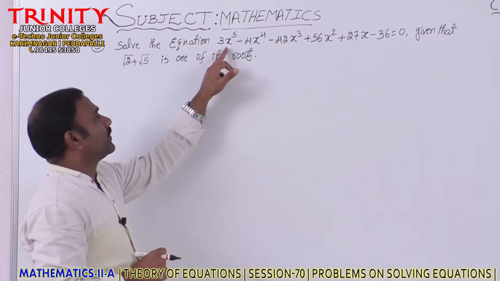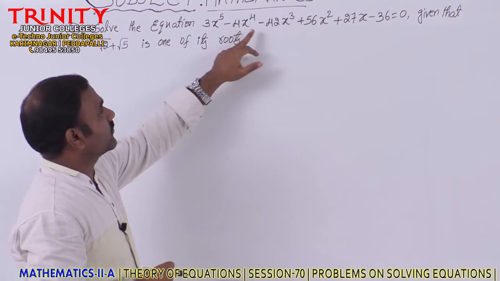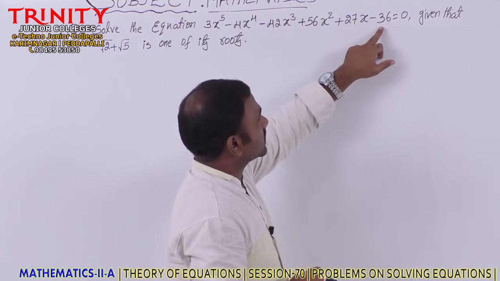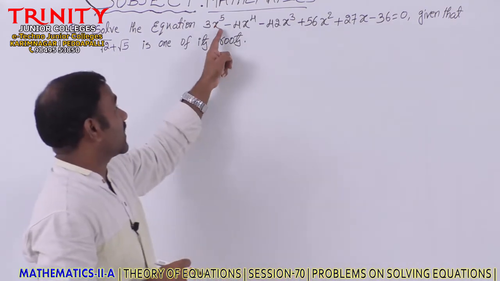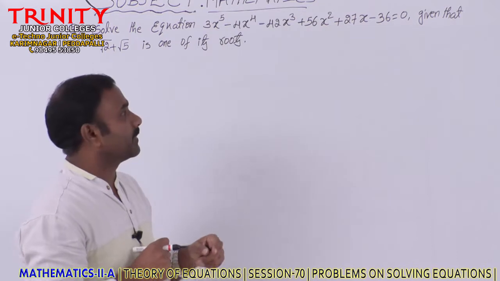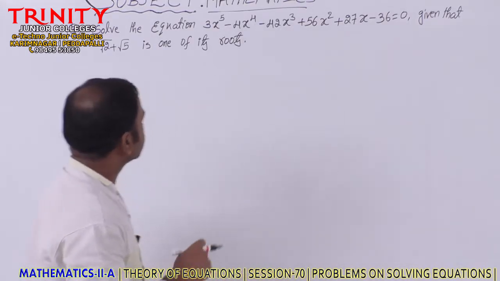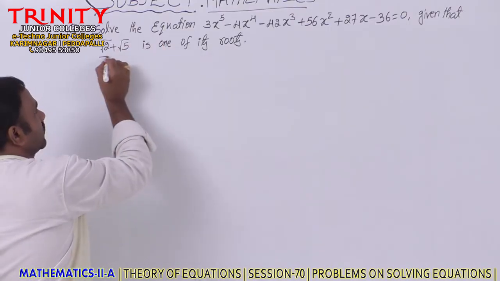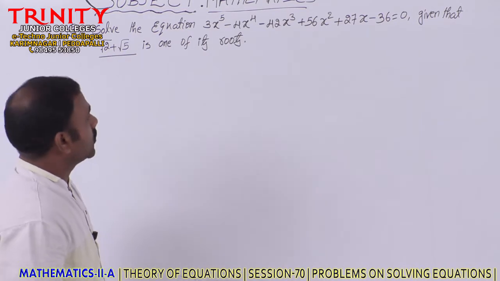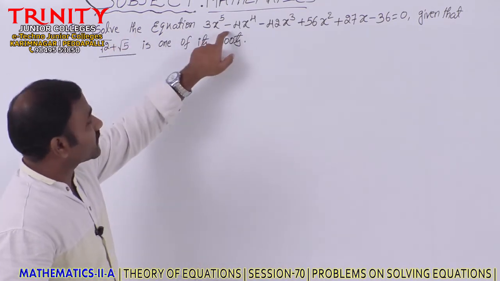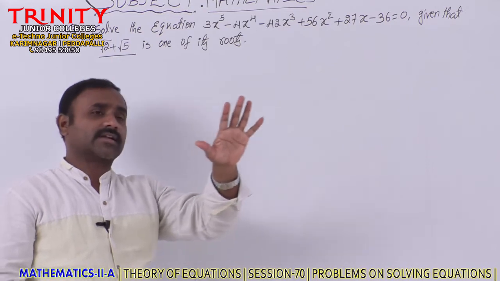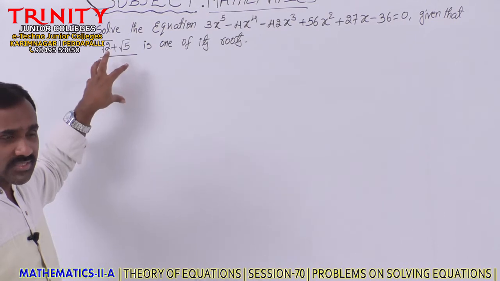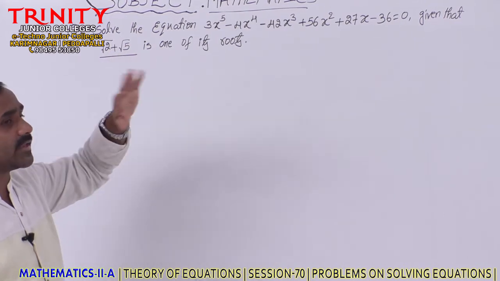Solve the equation 3x power 5 minus 4x power 4 minus 42x cube plus 56x square plus 27x minus 36 equal to 0. It is a 5th degree polynomial, means it has total 5 roots. Given that root 2 plus root 5 is one of its roots. Solve this 5th degree polynomial, means we have to calculate 5 roots. Out of the 5 roots, he has given one root. By using this one root, you have to find the remaining 4 roots.